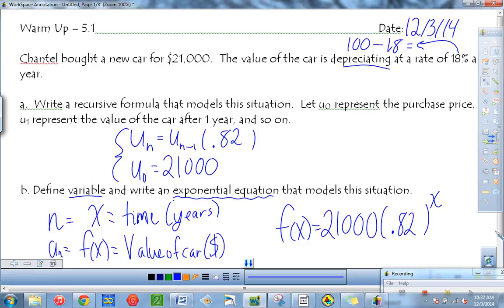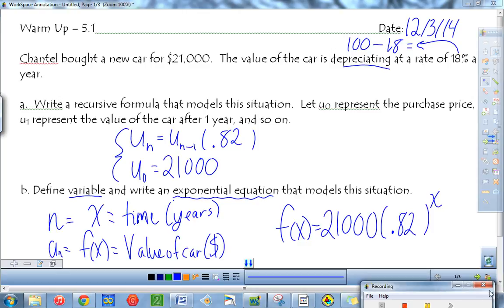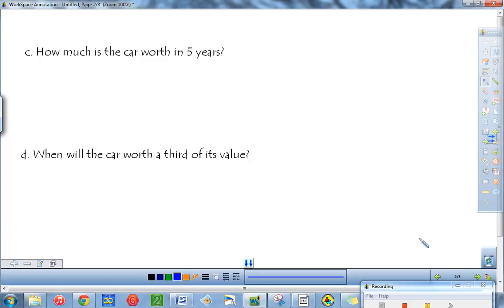Alright, take a second, see if you can get that. And we'll move on to the next question. What is x? X is time in years, and f of x is the value of the car in dollars, not pounds. We're not in England. Alright, how much is the car worth in 5 years?